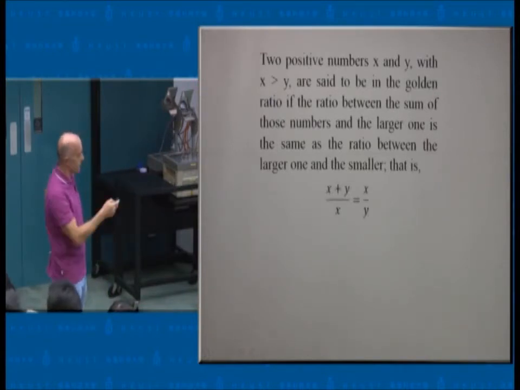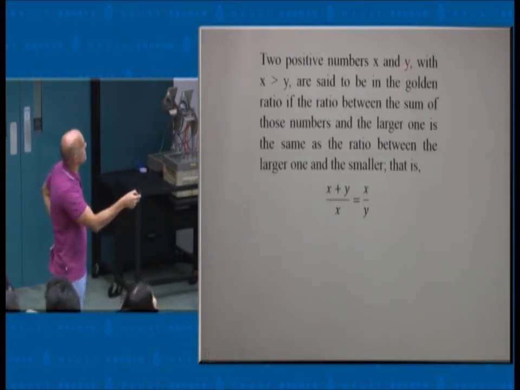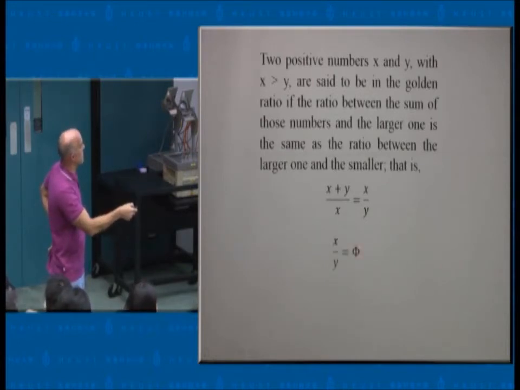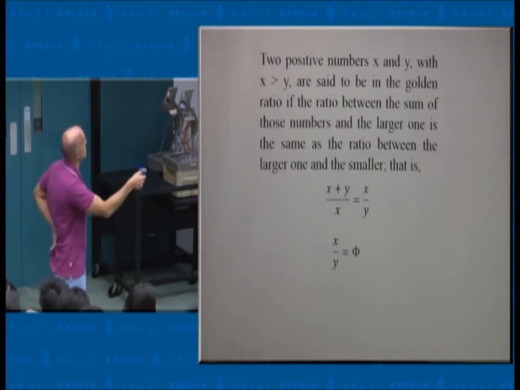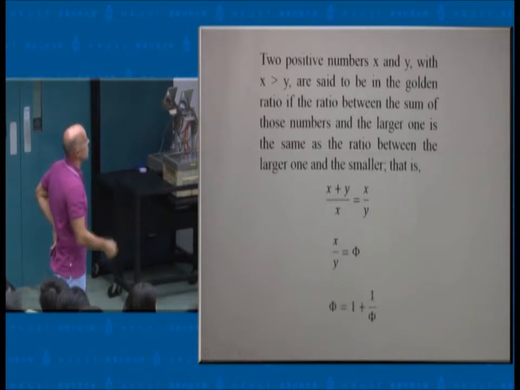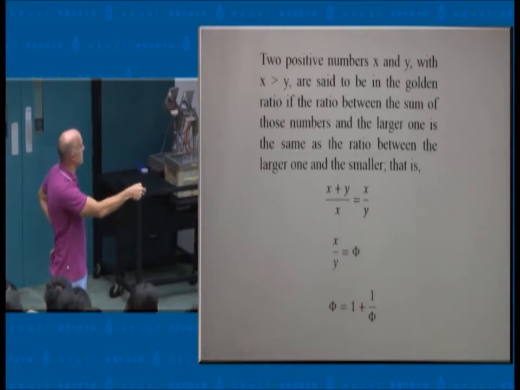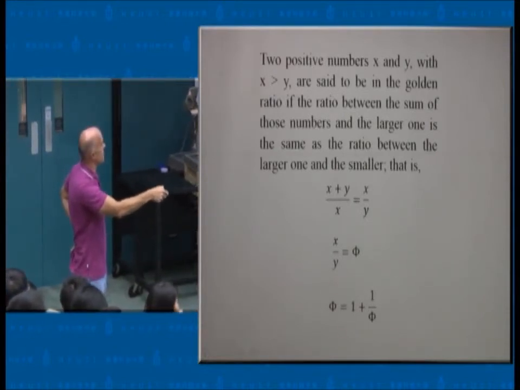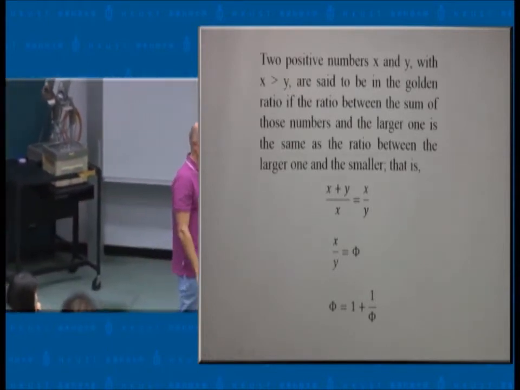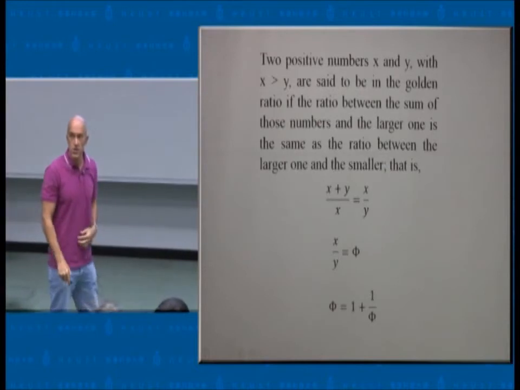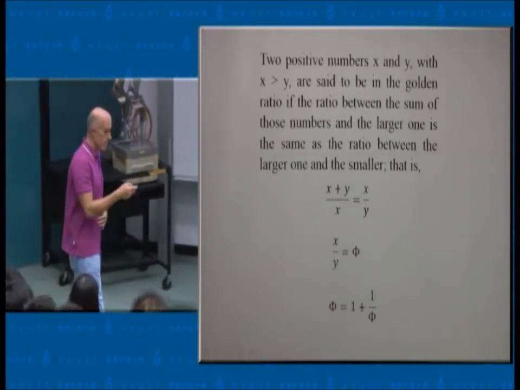So there's the equation, x plus y over x equals x over y. X and y are said to be in the golden ratio, so x over y is this phi, okay? Phi is the golden ratio. So when you substitute in x over y equals phi, you get the same equation as the Fibonacci number equation, phi equals 1 plus 1 over phi. Okay? So that's another definition of the golden ratio, phi. Okay?